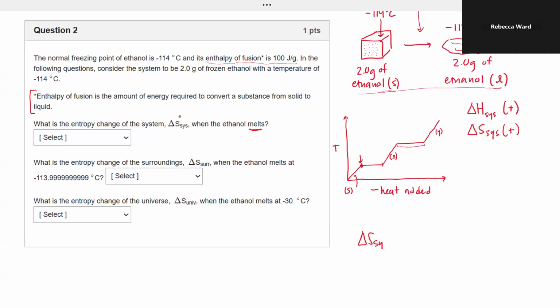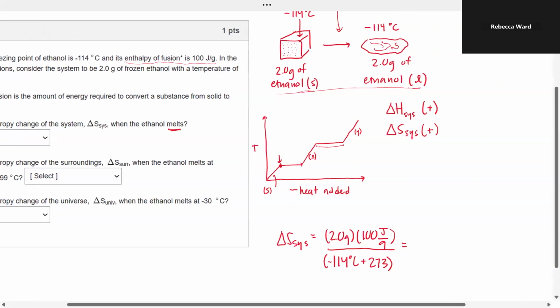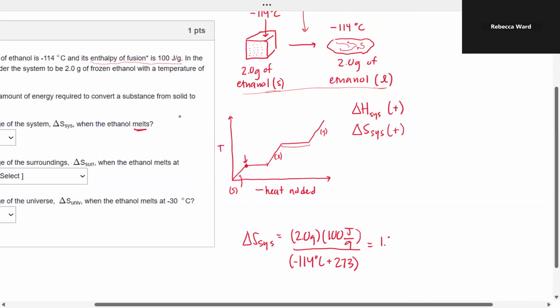So delta S of the system absorbed, let's see, 200 joules because I have 2 grams. Each gram required 100 joules. And this happened at negative 114 degrees Celsius. I'll add 273 to get myself into Kelvin. So 200 divided by 114 plus 273. Just doing this on my calculator right now. So that is 1.26 joules per Kelvin.